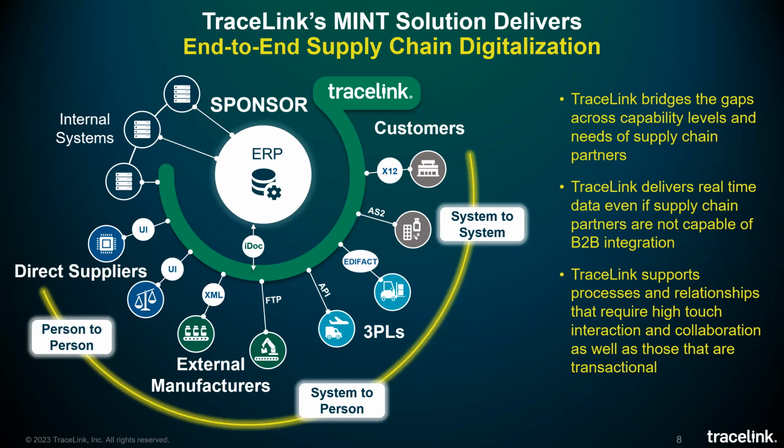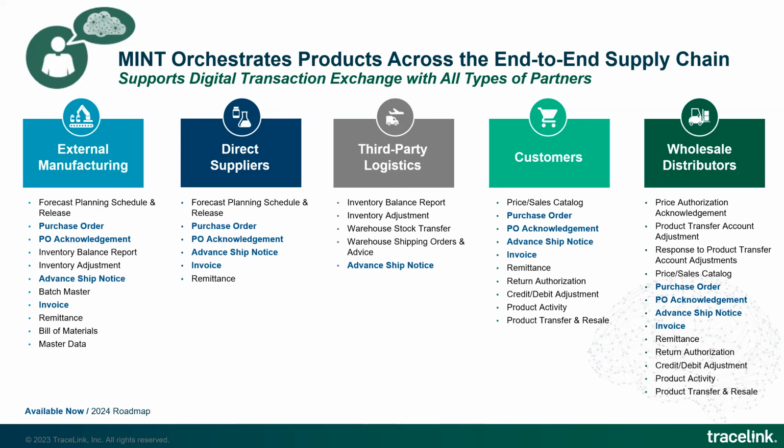And so we can do it where it's system to system, so you have two systems talking to each other. We can also support having a system on one side and a user interface on the other side. So system to person, and then even potentially person to person, where both sides are just using a user interface. So once again, we have multiple capabilities and multiple different relationships. What we're trying to do is orchestrate all these different business processes across the supply chain and digitize them, right?